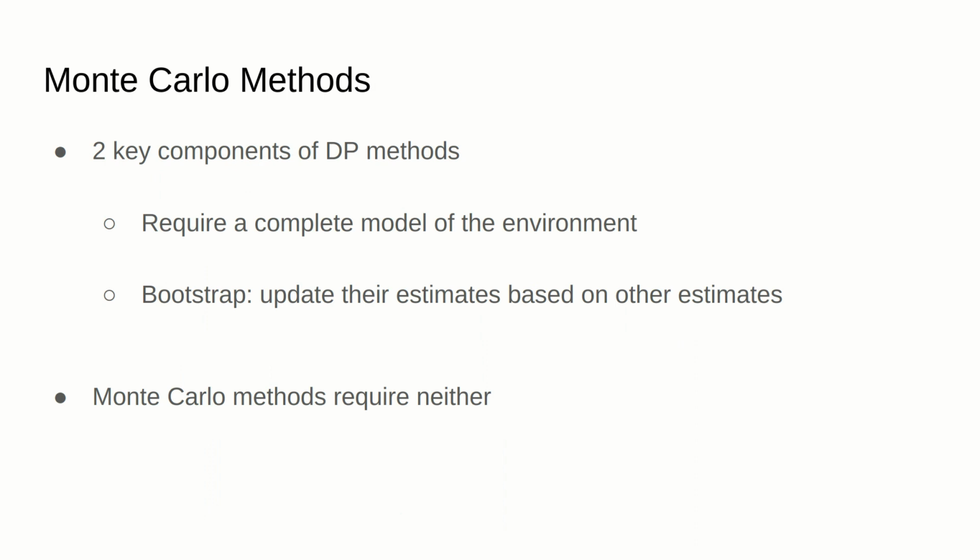Two key components of DP methods are that they require a model of the environment and that they bootstrap, which means that they update their estimates based on other estimates. In the next video, we take a look at some other methods that don't bootstrap nor require a complete model of the environment, and we call these methods Monte Carlo methods.